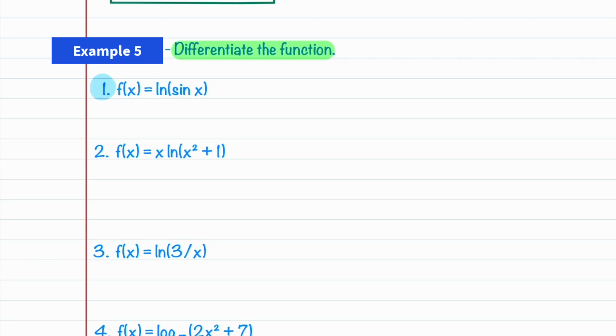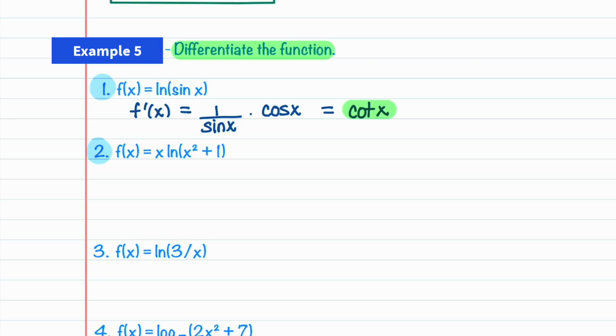Here's our first function. We are going to differentiate the natural log of sine of x. Our derivative we can write as f prime of x, and the derivative of the natural log of sine x is 1 over u, and u is sine x, so we have 1 over sine x, times the derivative of sine x, which is cosine x. This gives us cosine x over sine x, so our answer is cotangent x.